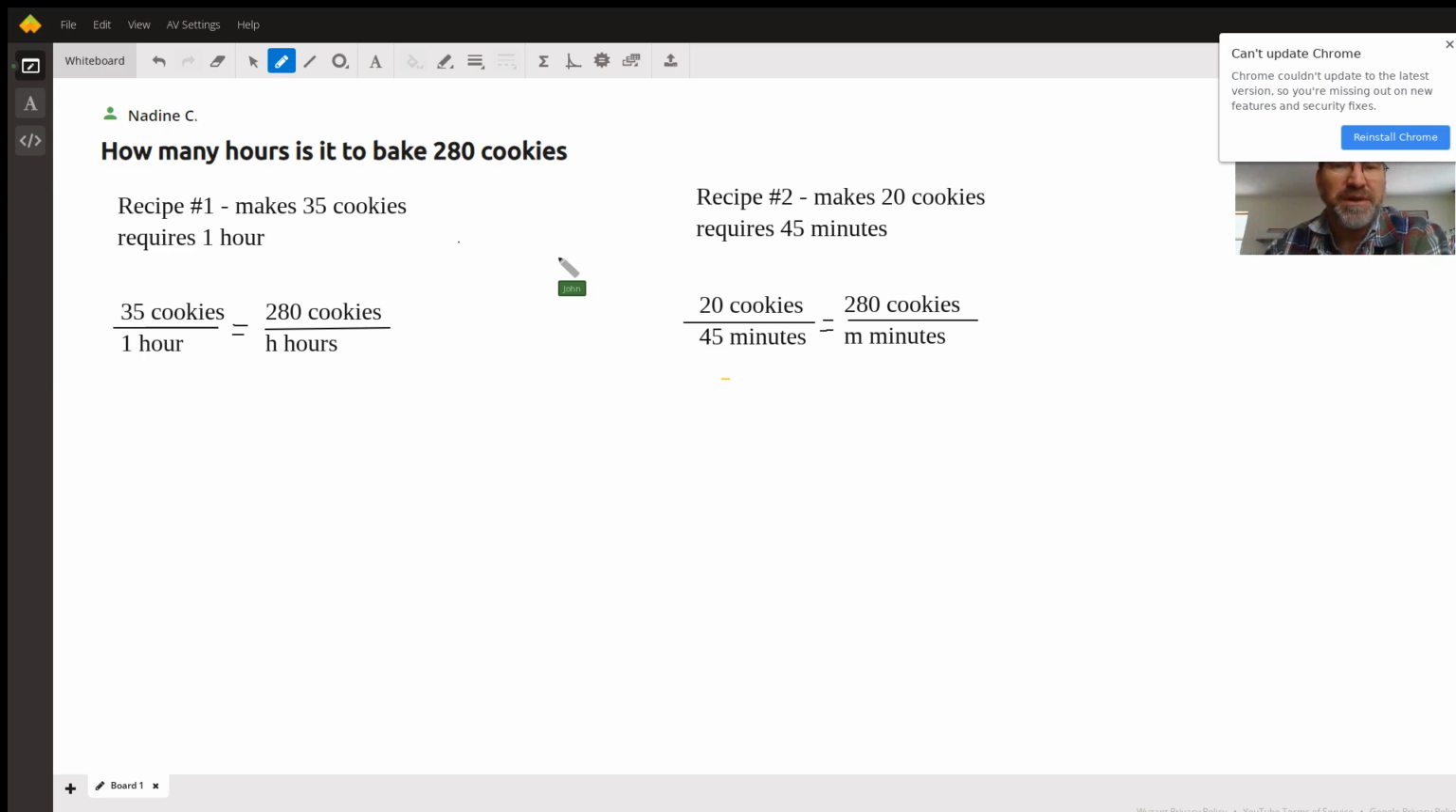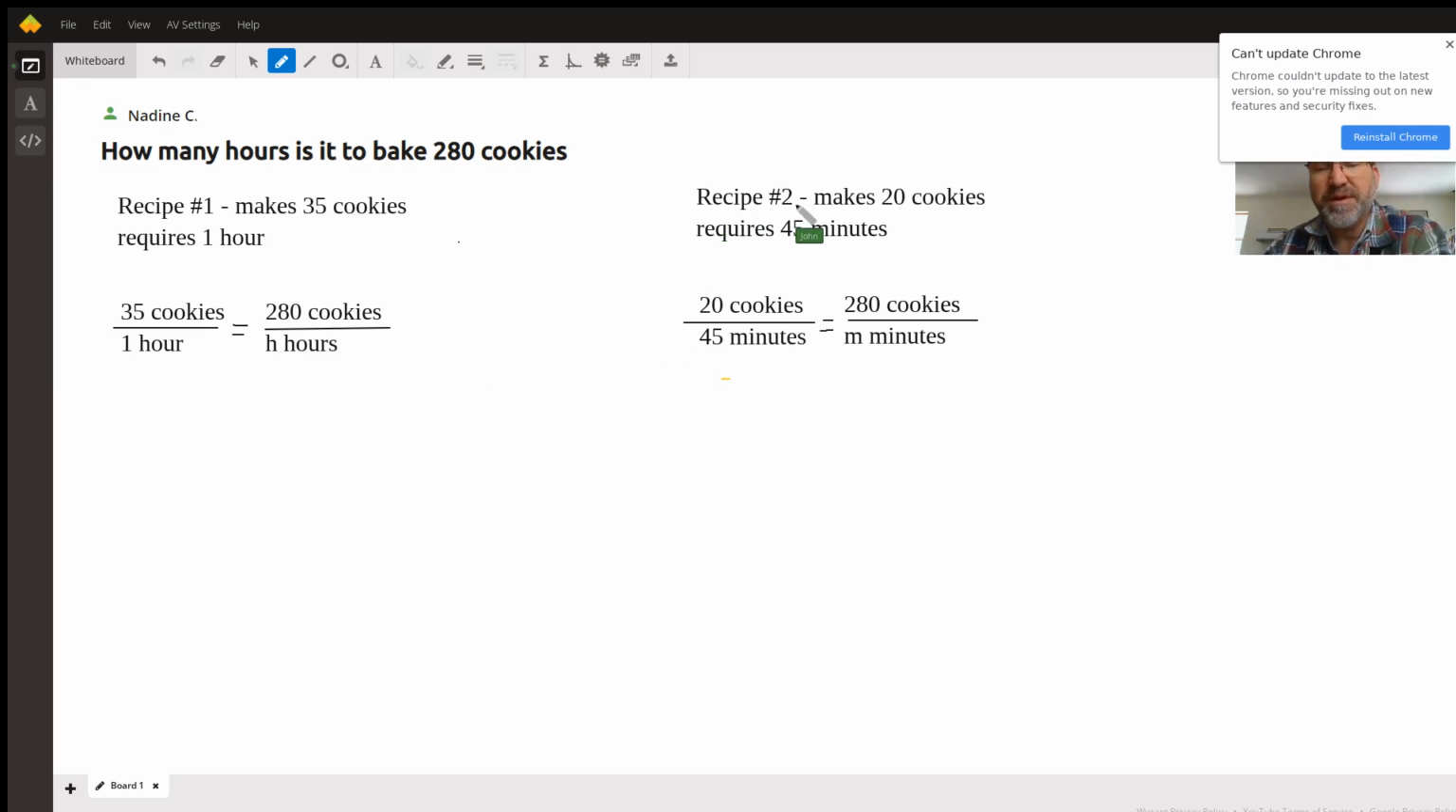I've said, oh, we have two recipes. Let's see which one is the most efficient. Recipe number 1 makes 35 cookies and requires 1 hour to bake. Recipe number 2 makes 20 cookies, so a few less cookies, but requires less time to cook. You've got to figure out what's the best one. So I just set up a simple ratio: 35 cookies in 1 hour is equal to 280 cookies in how many hours?